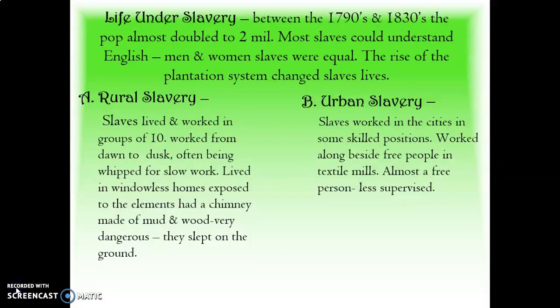Part two of the reform era of the early 1800s. We're moving on to the next slide. This is the abolition movement and slavery.